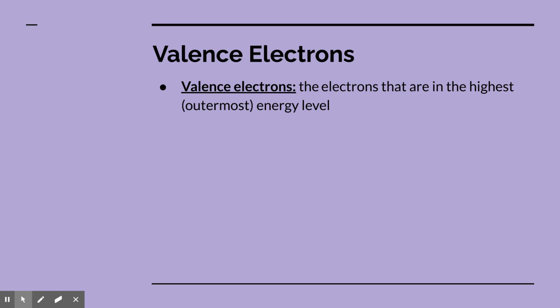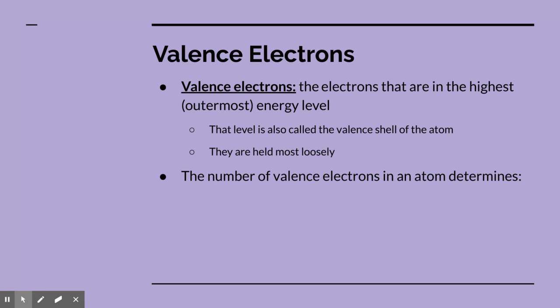So what is a valence electron? Well, valence electrons are electrons that are in the highest or the outermost energy level. Okay. That level is also called the valence shell of the atom. And for the most part, these electrons are held pretty loosely because it's the outermost. They're the furthest away from the nucleus.